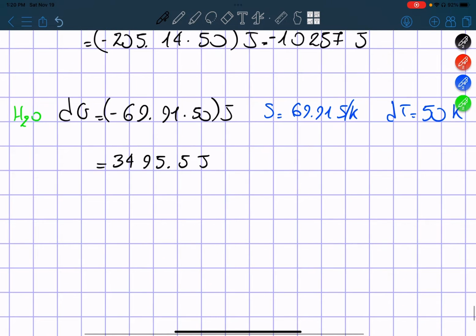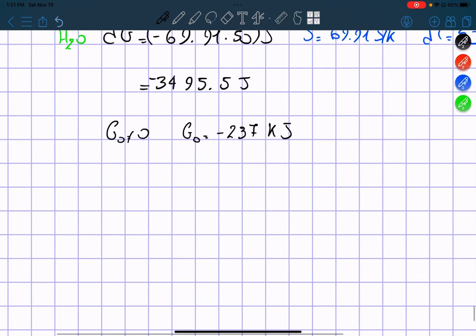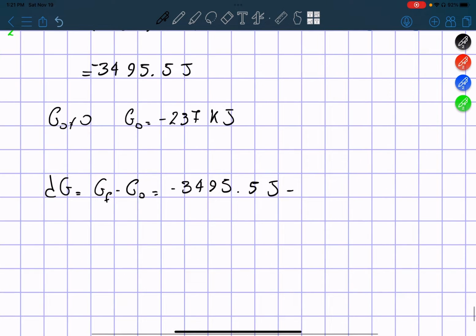Okay. Now, one thing that you have to take into consideration is that in this case G0 is not 0. G0 at 125 degrees is actually equal to negative 237 kilojoules. Oops, here we have negative. So our dG is actually equal to, again, the G final minus the G initial, or 0. So we have negative 3495.5 joules minus negative 237 kilojoules.